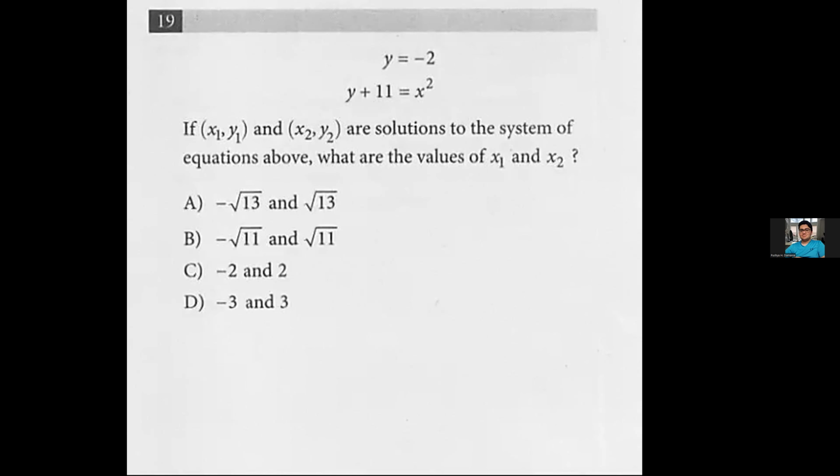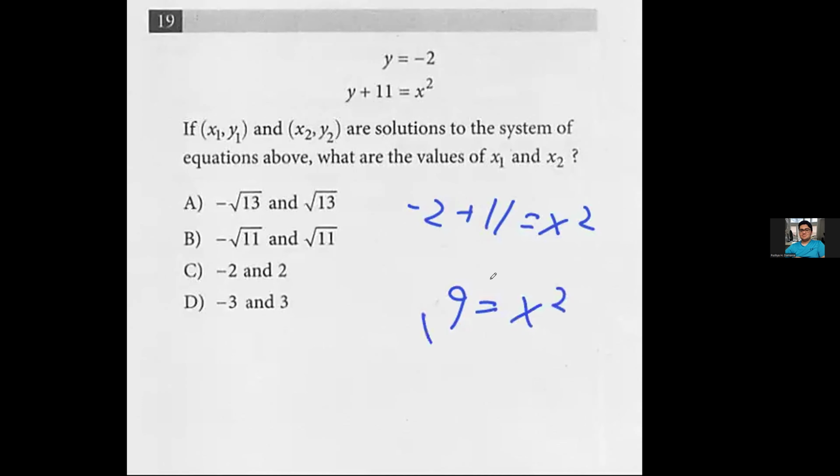Okay, so for question 19, we have two equations and we're asked to find the two solutions for x. So we have y equals -2 and then y plus 11 equals x squared. So we just plug in. So -2 for y, plus 11 equals x squared. And -2 plus 11 is just 9 equals x squared.